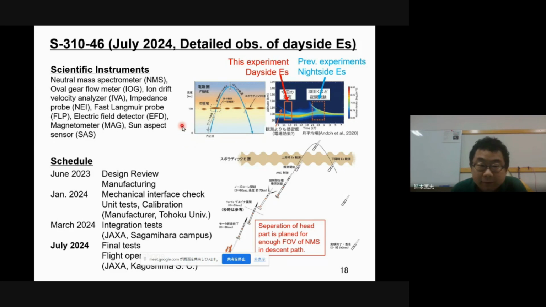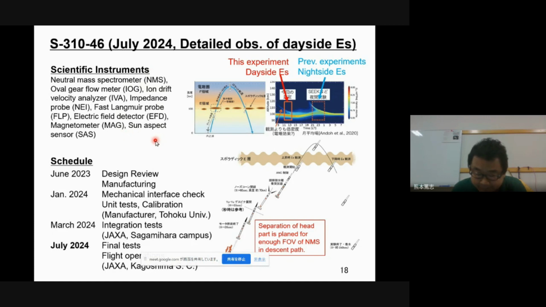the S31046 sounding rocket experiment. The purpose of this experiment is detailed observation of day-side sporadic E layers in the summer ionosphere. Many scientific instruments will be installed on the rocket. Neutral wind velocity, ion velocity, electron number density, electron temperature, electric field and magnetic field, very many parameters can be obtained by using this large number of scientific instruments.